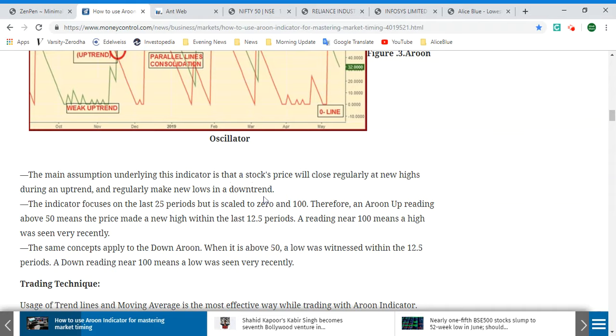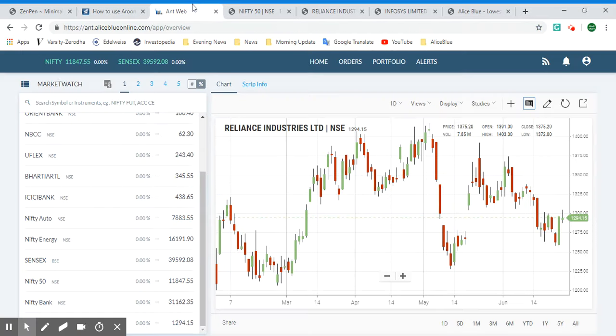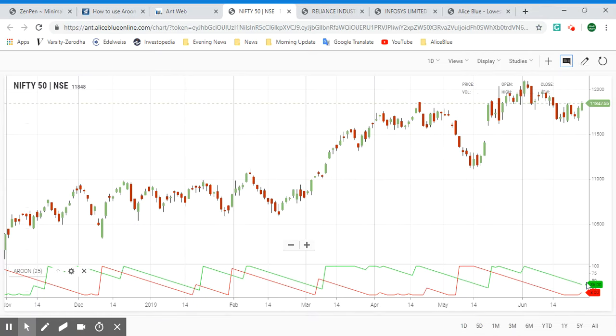Since we have the specific period of the last 25 periods, the indicator focuses on the last 25 periods but is scaled to 0 to 100. Therefore, an Aroon up reading above 50 means that the price made a new high within the last 12.5 periods. A reading near 100 means a high was seen very recently. As we have in this chart, since it's below 50, a high was not seen in the last 12.5 periods.